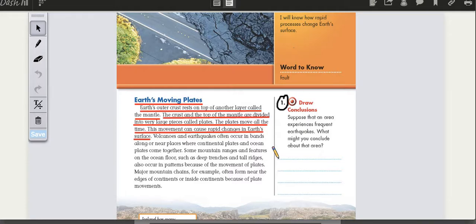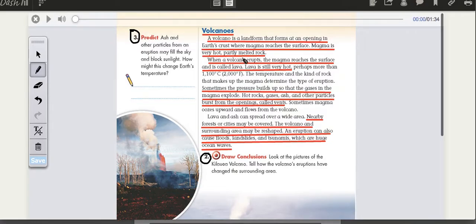Okay, after you're done, let's move to the first reason for the rapid changes in the Earth's surface. So the first example is volcanoes. Can anyone tell me what a volcano is?